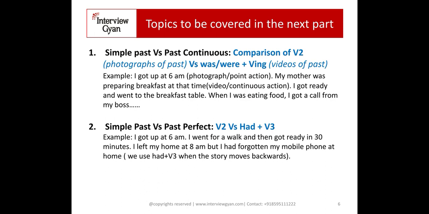And then got ready in 30 minutes. I left my home at 8 a.m. But I had forgotten my mobile phone at home. Observe this last statement. I had forgotten my phone at home is taking you back in this story. So we use had plus third form when the story moves backwards. We are going to have a full length discussion on these two topics in the next session.